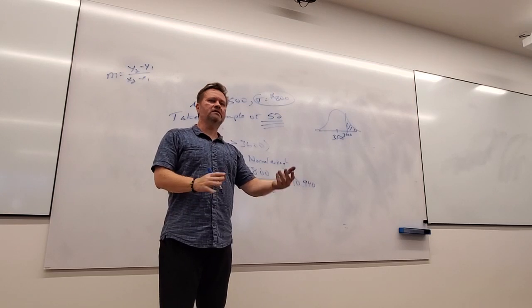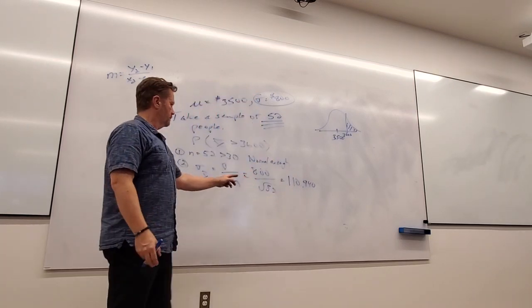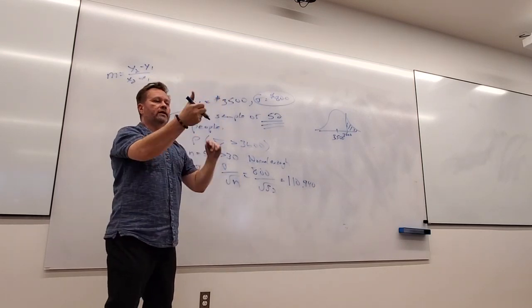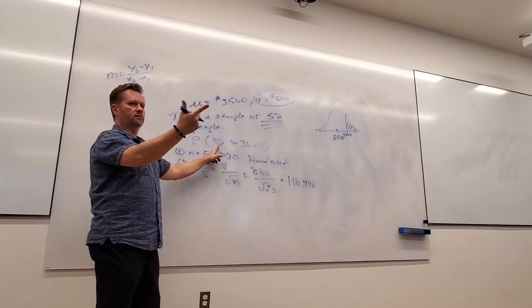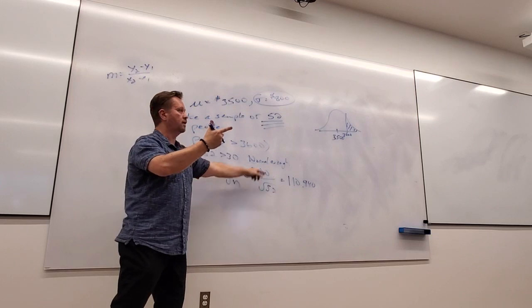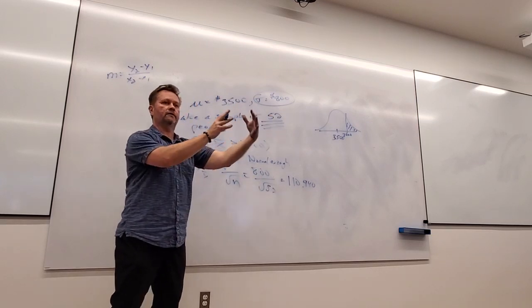Chapter 7 is exactly the same as chapter 6, except for one step. Whenever I take a sample and I ask about the sample mean, when those two things happen, I must change the standard deviation. I can't use the one for individuals. I must figure out the one for groups of size, whatever.